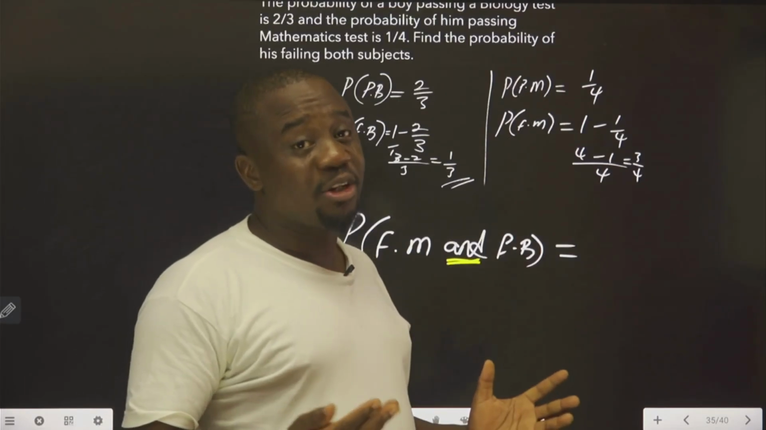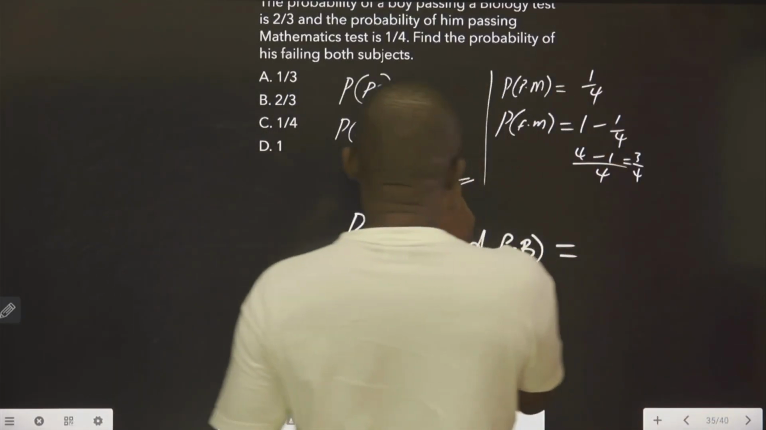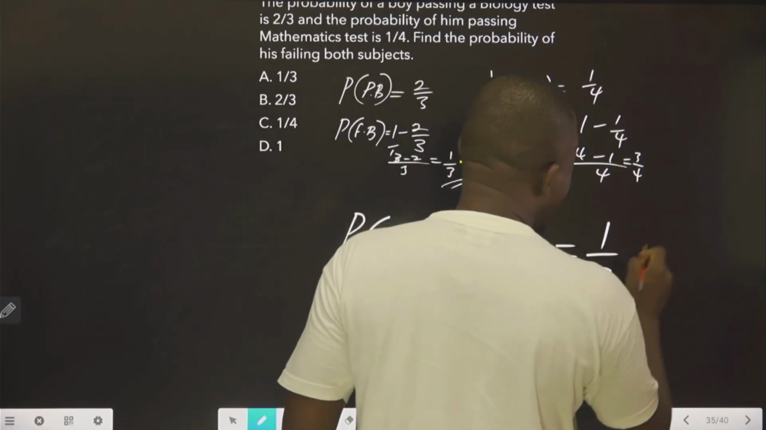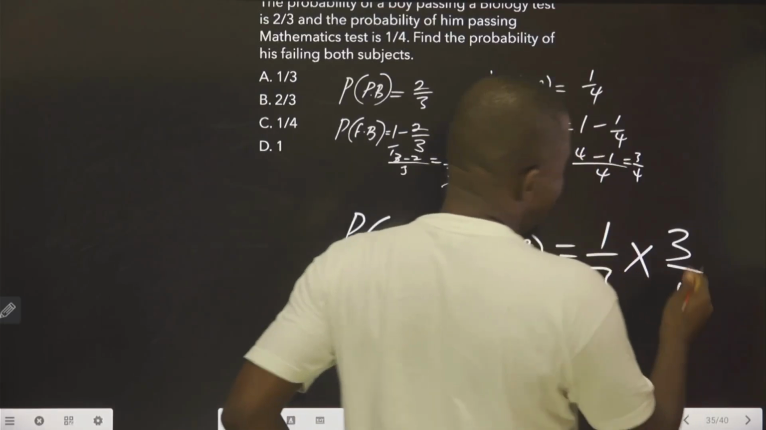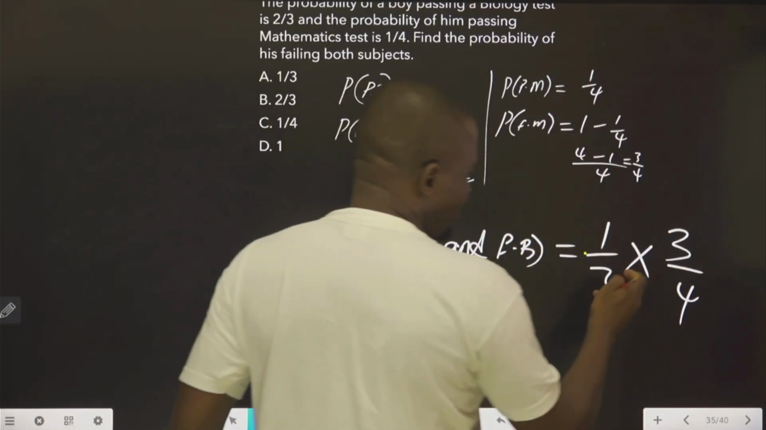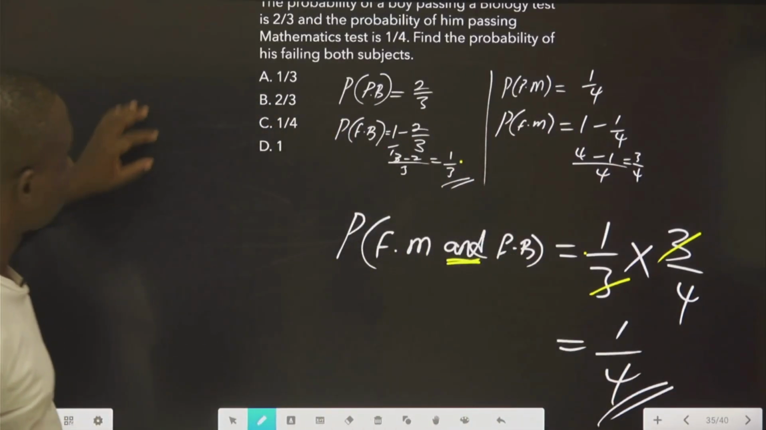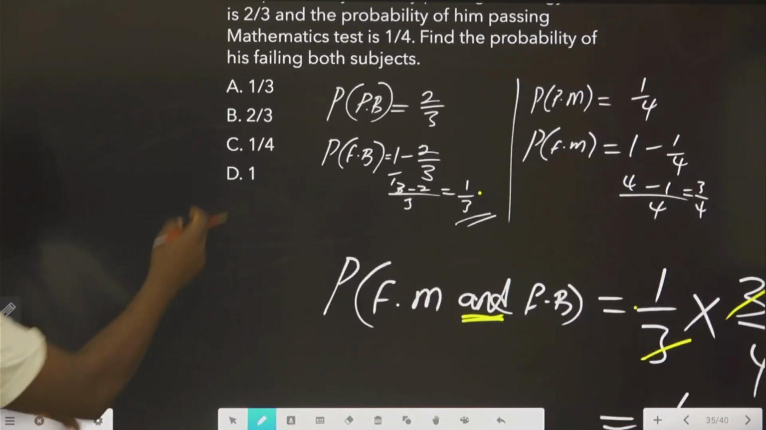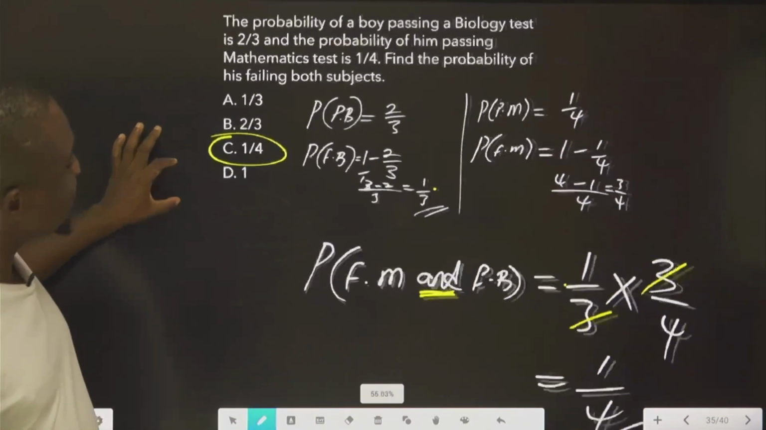Not the probability of failing this or that, no, it's and. So therefore, this is for failure, 1 over 3, times 3 over 4. Now, 1 over 4 is the answer, okay? That is C. C is our answer. You understand? C is our answer.